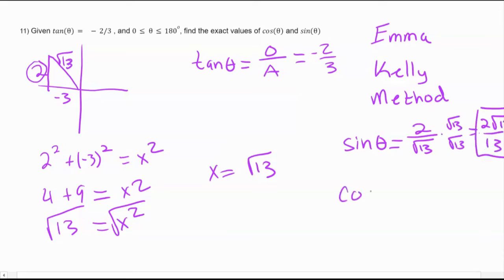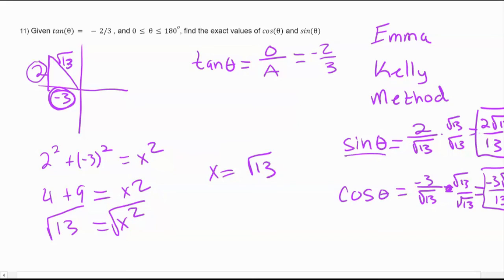My cosine of theta is the adjacent, which is negative 3, over the hypotenuse, which is root 13. I've got to multiply by this here to get rid of the square root in the denominator. So I get negative 3 root 13 over 13. And there are my two values. So sine of theta is equal to 2 root 13 over 13, and cosine of theta is negative 3 root 13 over 13. Thanks, Emma.